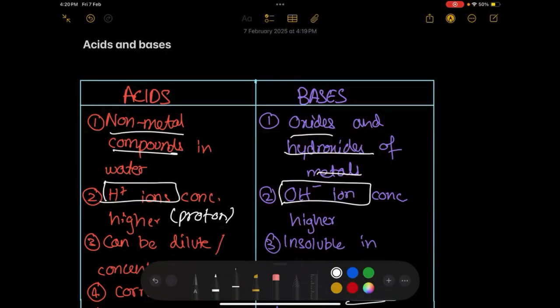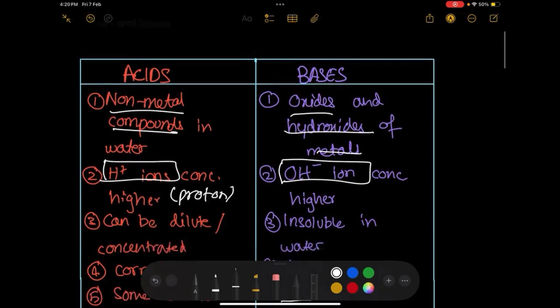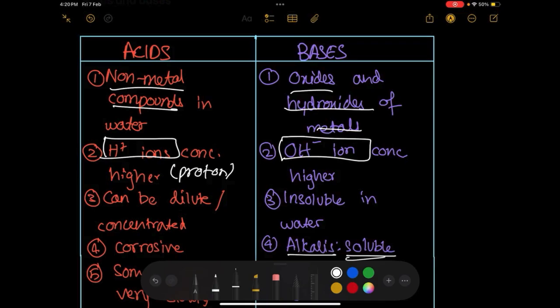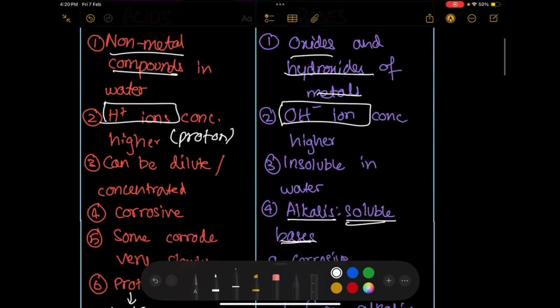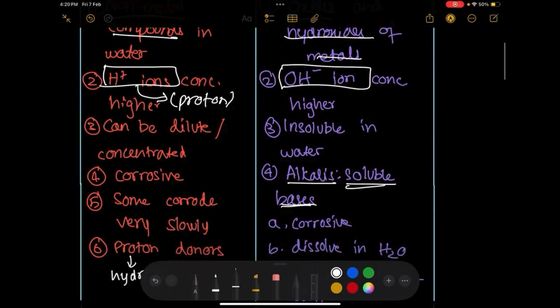Today we'll be studying acids and bases. So let's get started. Acids are non-metal compounds in water. The hydrogen ion concentration is higher. In this case, hydrogen ion can also be written as proton, since it has only one electron and one proton in the nucleus. They can be dilute or concentrated.